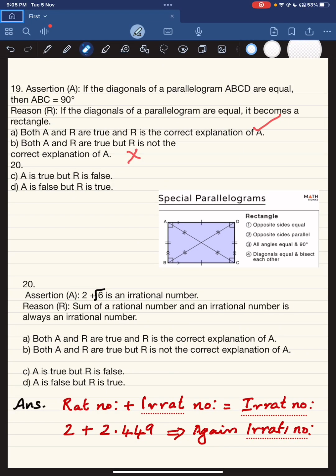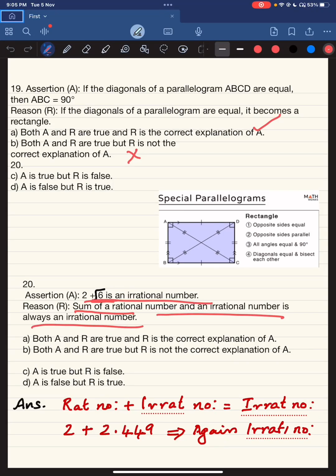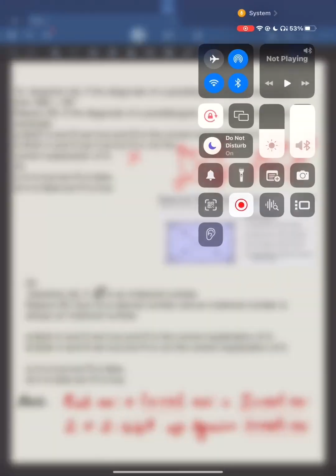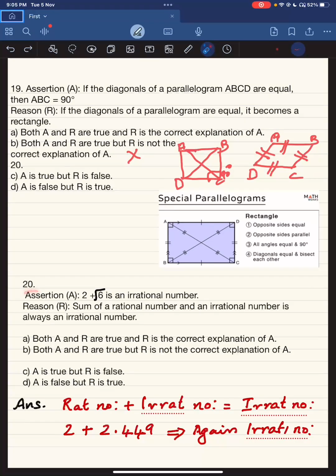Okay. Next assertion is 2 plus root 6 is an irrational number. What is the reason for this? Sum of a rational number and an irrational number is always an irrational number. So we can find what is the answer.